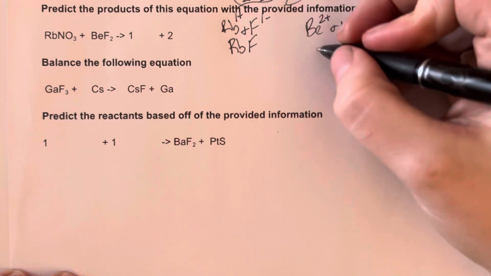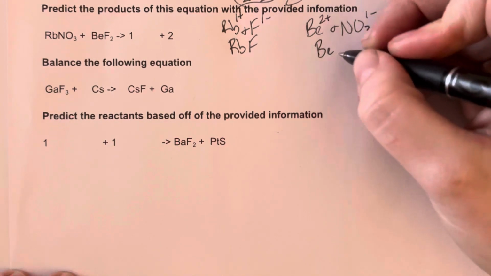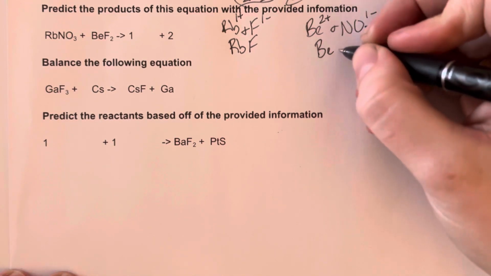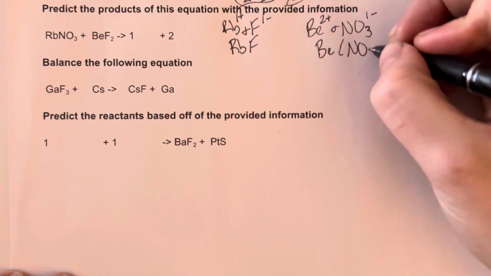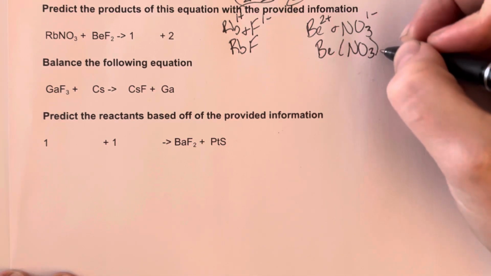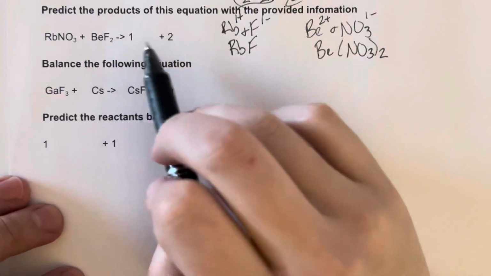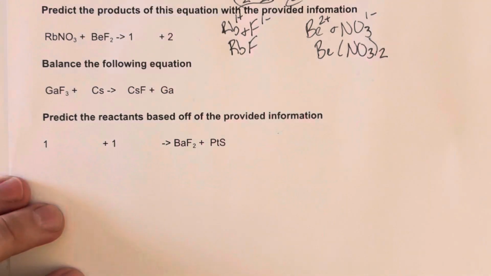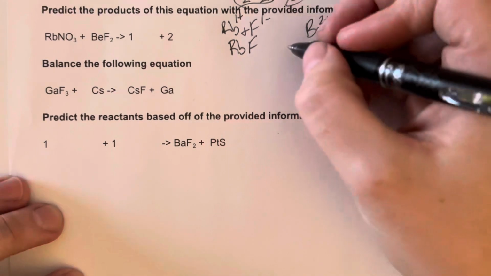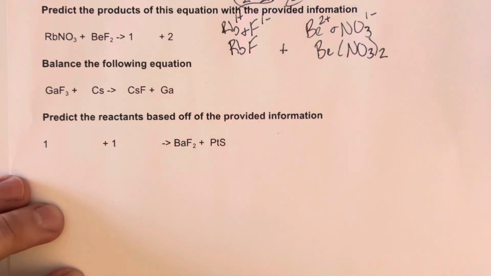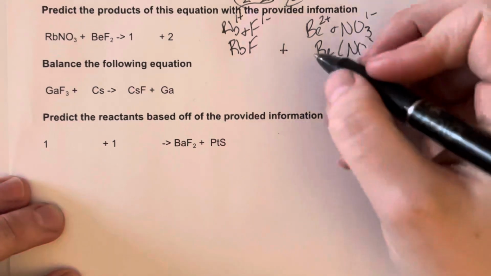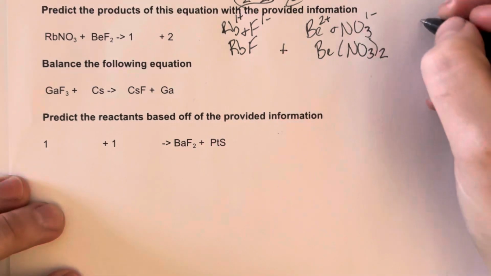Crisscrossing charges for subscripts. This is going to end up being that I get 1 beryllium, and I'm going to have multiple nitrates. So nitrate would need to be in parentheses, and then I would put the 2 on the outside of the parentheses. Now I already have some coefficients here, so that means I do need to pay attention to where I put these answers. And so I'm just going to go ahead and balance and see how it ends up, which one needs to go where.